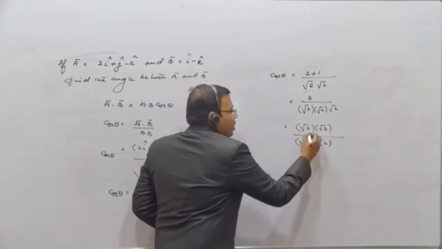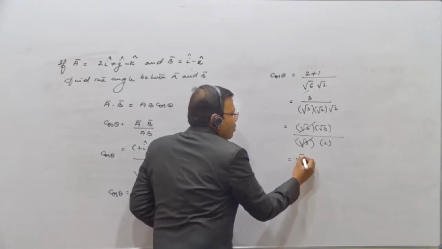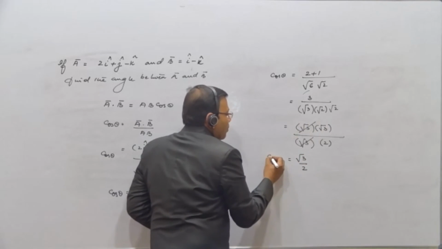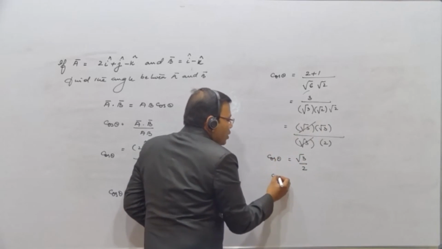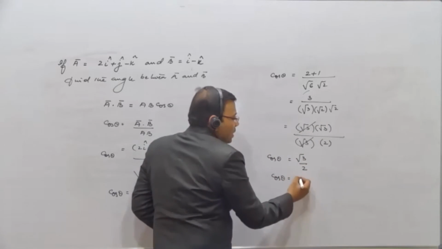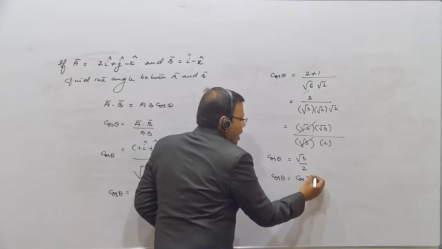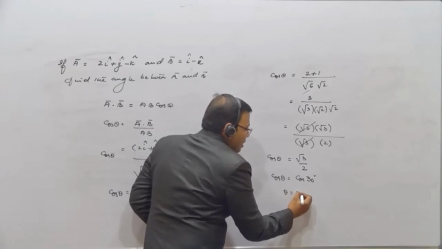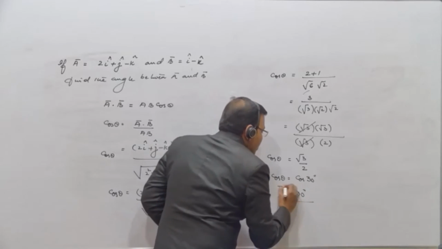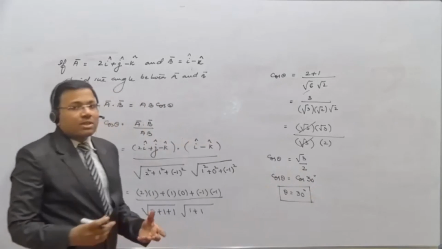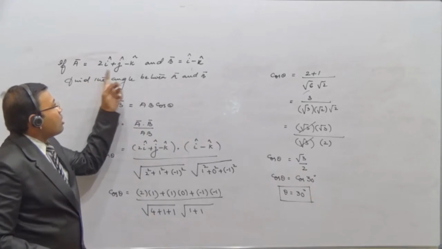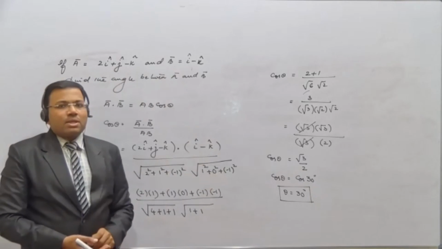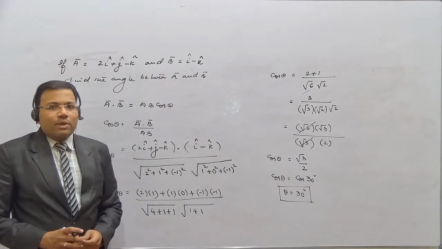Now this √3 and √3 get cancelled. What is left out? √3 by 2. When this √3 by 2 comes in cos theta, that is cos 30 degrees, and we write theta as 30 degrees. That means the angle between the two vectors, vector A and vector B, is exactly 30 degrees. I hope you have understood the question.